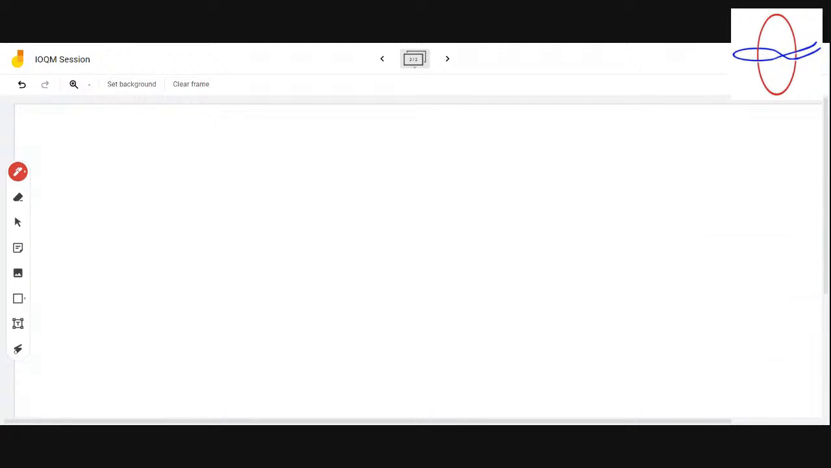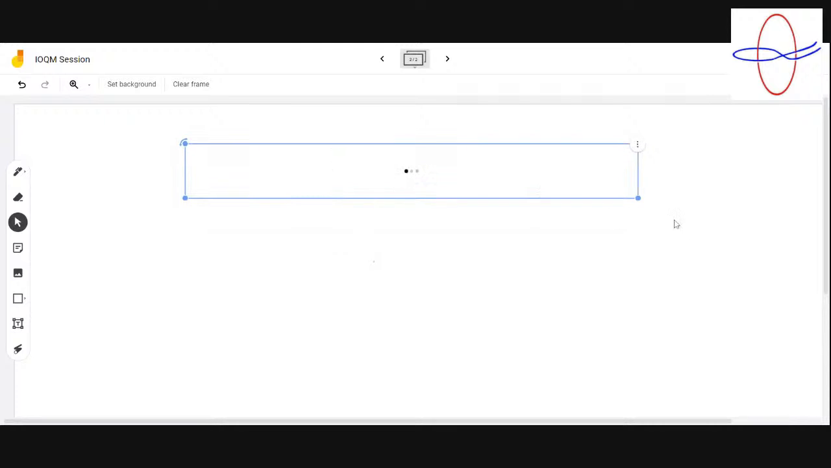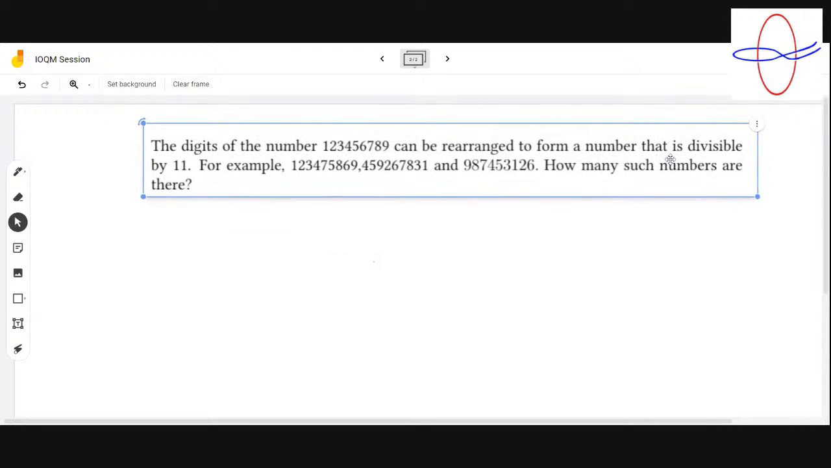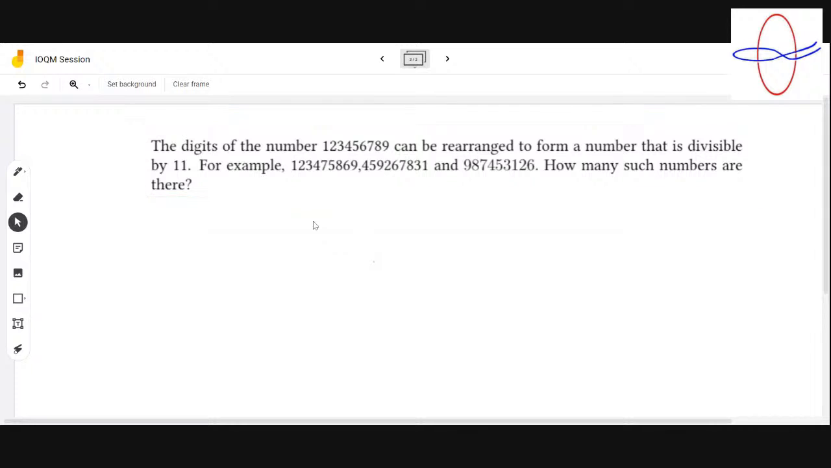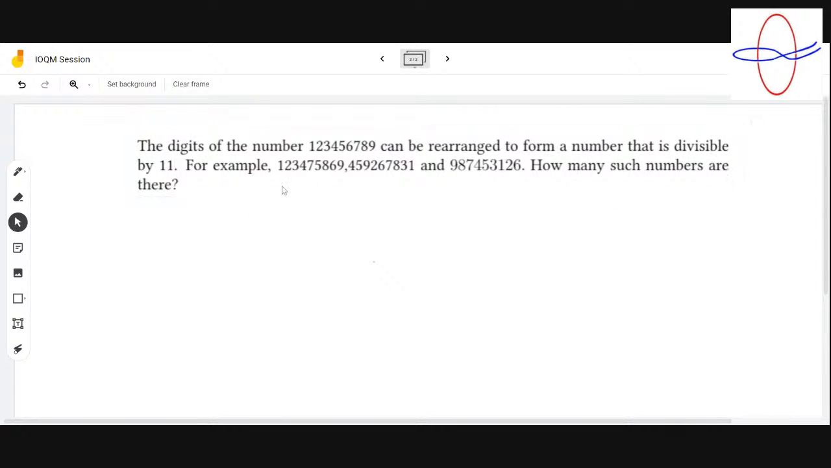This one is the problem. Can all of you see the problem, guys? We have the digits 1, 2, 3, 4, 5, 6, 7, 8, 9, which can be rearranged to form a number that is divisible by 11. For example, 1, 2, 3, 4. These are examples. How many such numbers are there? That's the question.